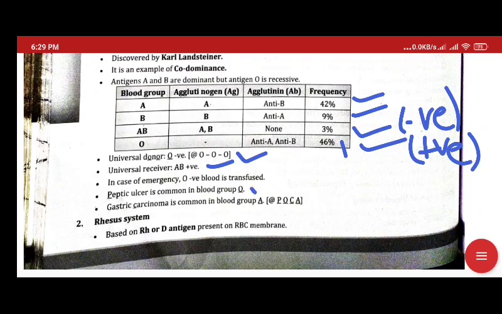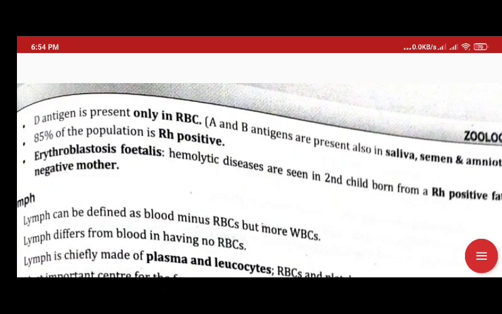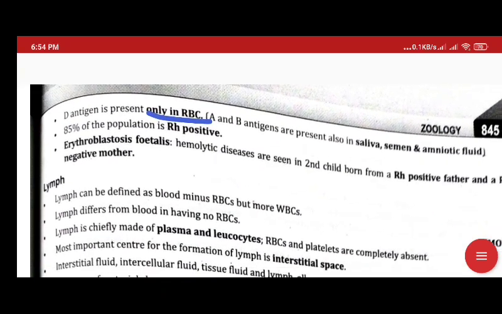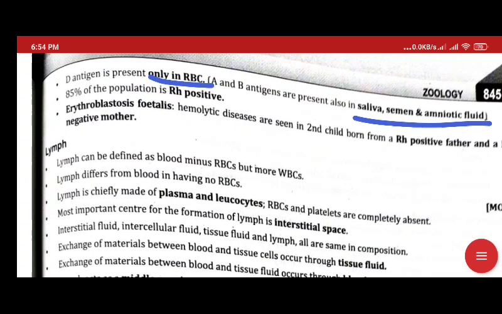Peptic ulcer is more common in O and gastric ulcer in A. Now the Rh system makes a positive antigen. For the testing of blood group we have three antigens: A, B and D. The D antigen is found in RBC, and the antigens are also found in saliva, semen and amniotic fluid. Most of the population in the world is Rh positive.